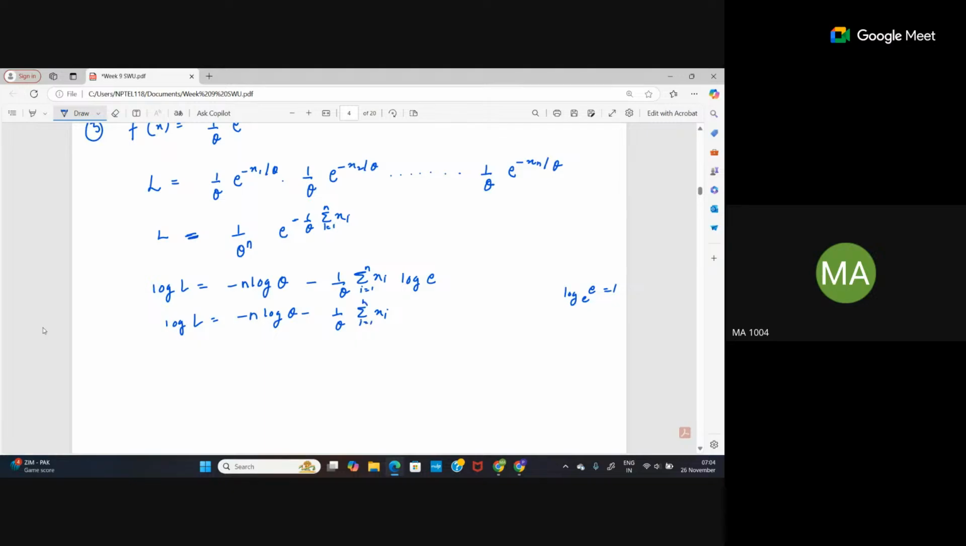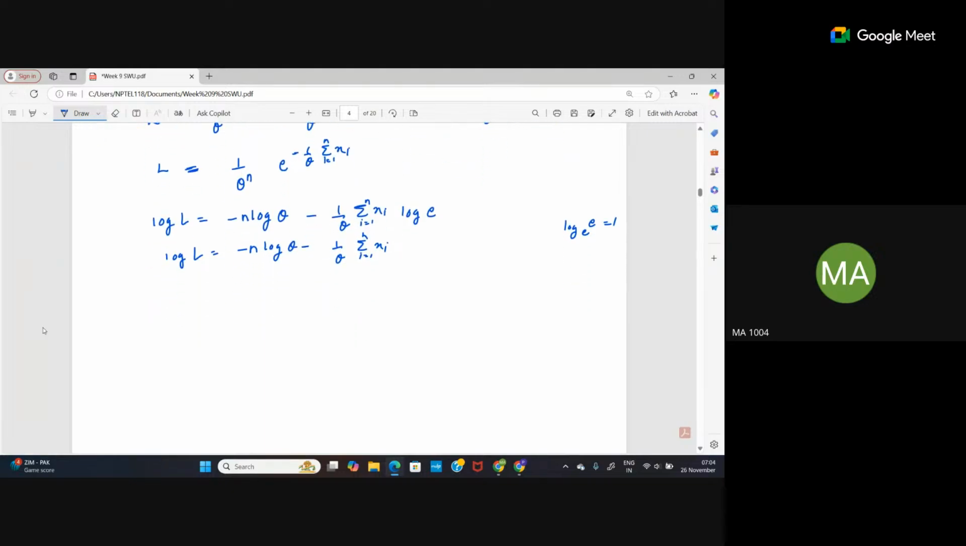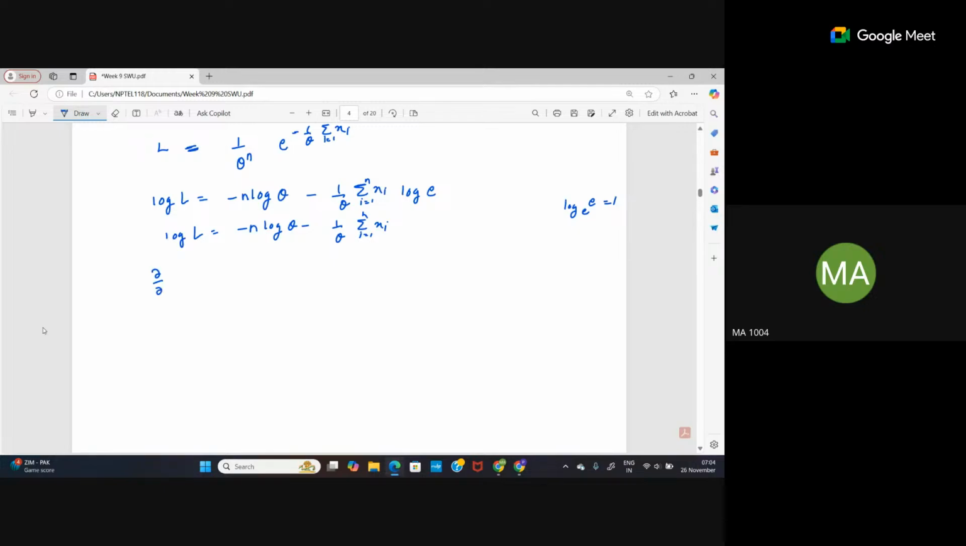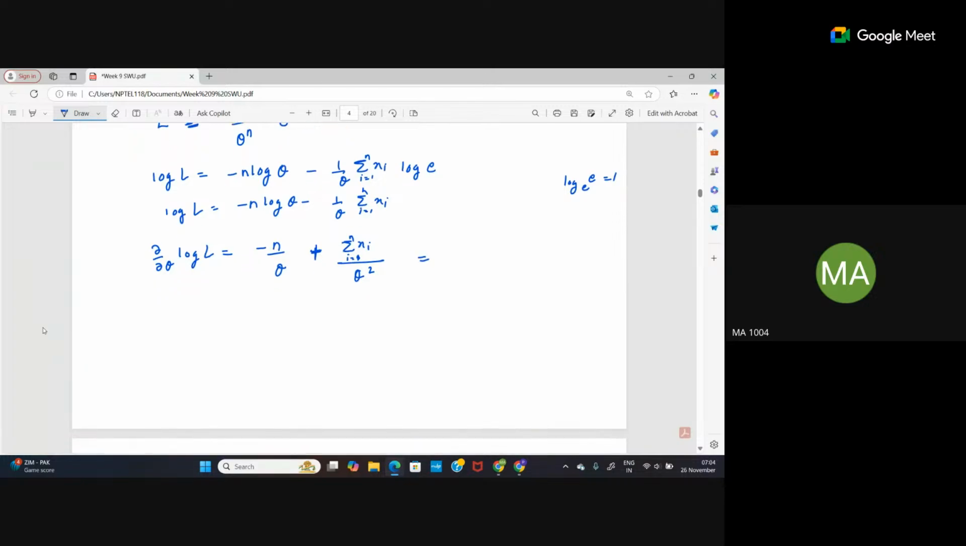Now we have to differentiate it with respect to theta because we have to estimate theta here. So it will be minus n divided by theta, since differentiation of log theta will be 1 upon theta. Now differentiation of 1 by theta is minus 1 by theta square. So this minus and minus will become plus. Now we have to put it equal to 0.